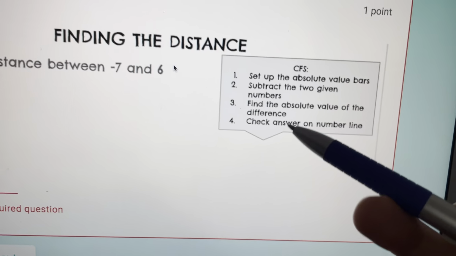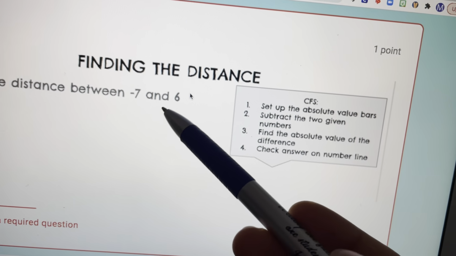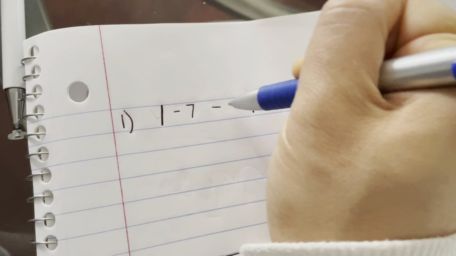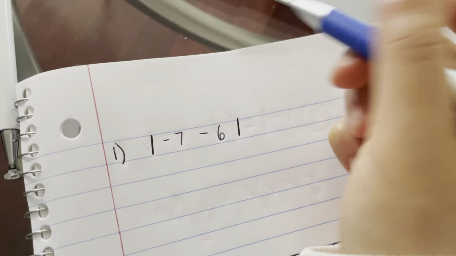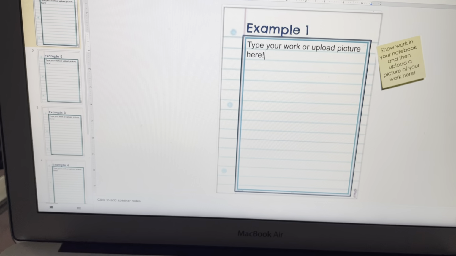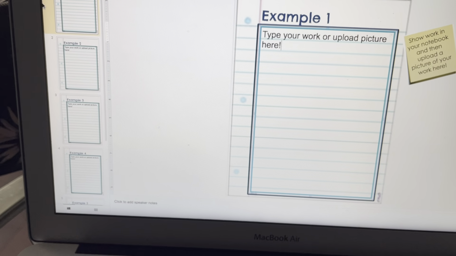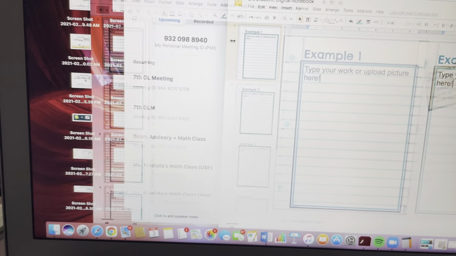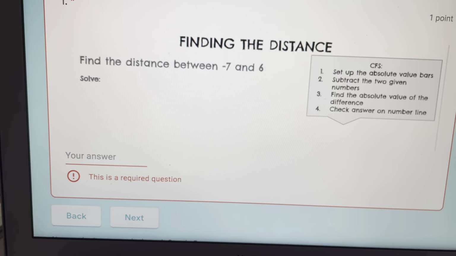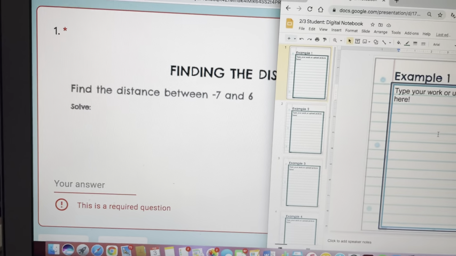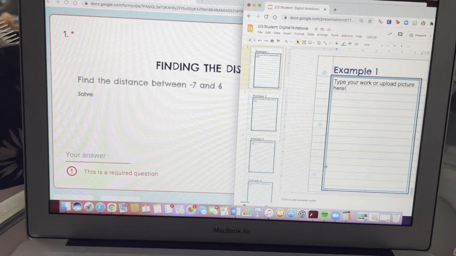And then step 2 tells us to subtract the two given numbers. So these two numbers need to be subtracted. So I'm going to take -7 and subtract 6. Now if you aren't using paper and pencil, you could put this on the side here and put your work side by side with your worksheet or your Google Forms so that you can type as I'm showing you how to do this.